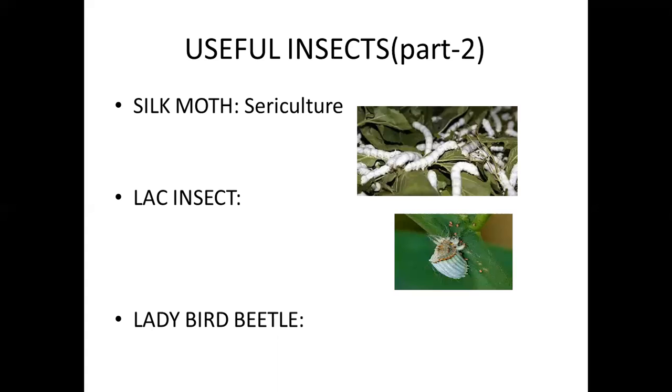The silk moth secretes a liquid which changes into a fine thread. The moth weaves a cover around itself with this thread. This cover is known as cocoon. And these cocoons are collected and silk thread is obtained from them. So we get silk from silk moths which grow on mulberry leaves.